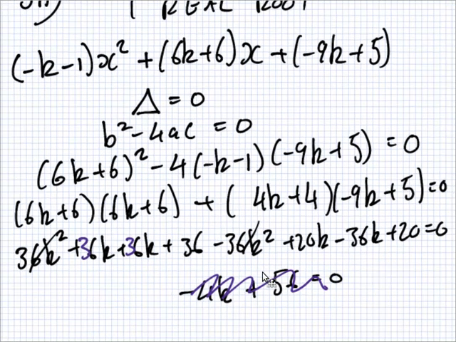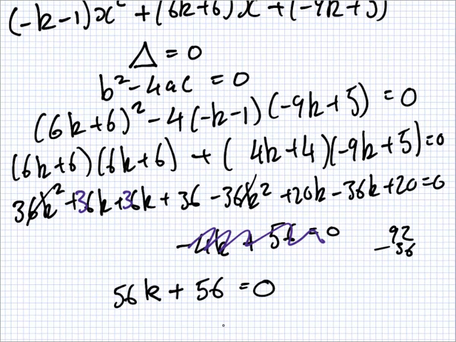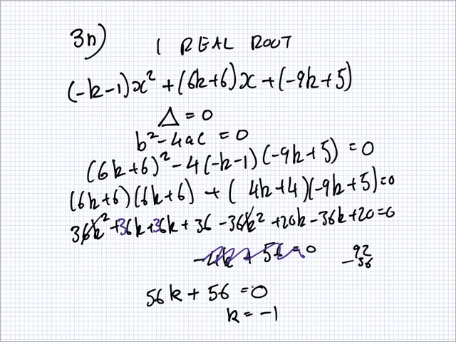What's that? 92 minus 36. So 56k plus 56 equals 0. Great. So what's the k? k equals minus 1 then. Which is a problem.